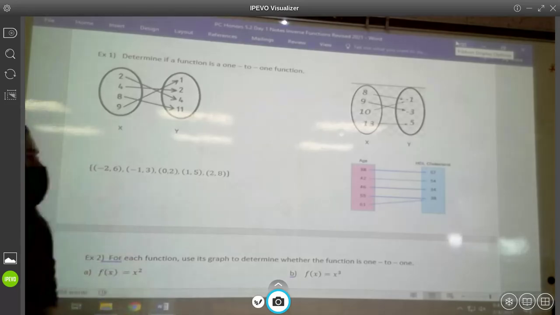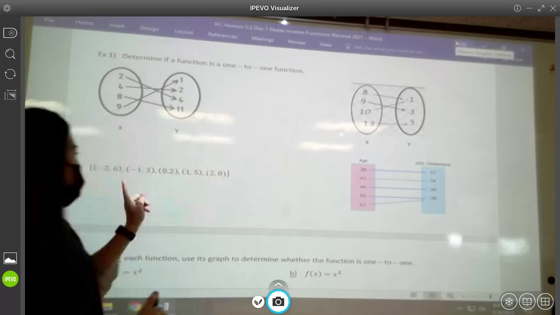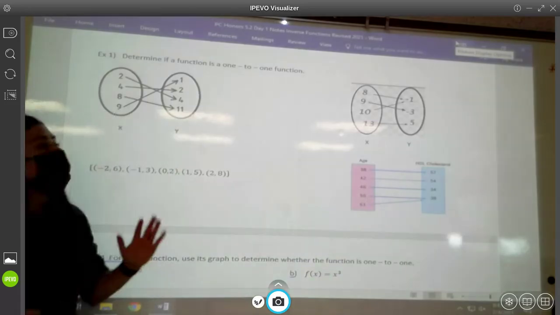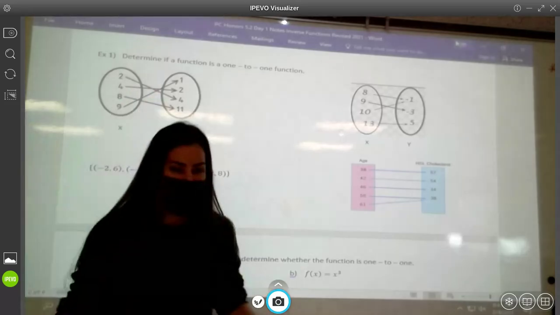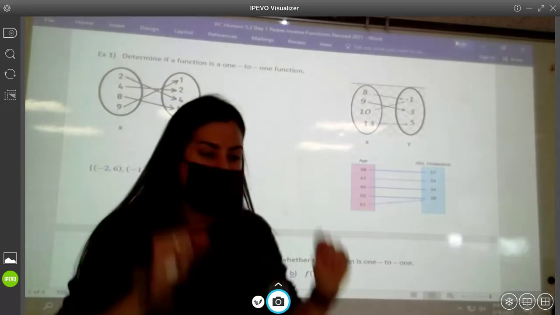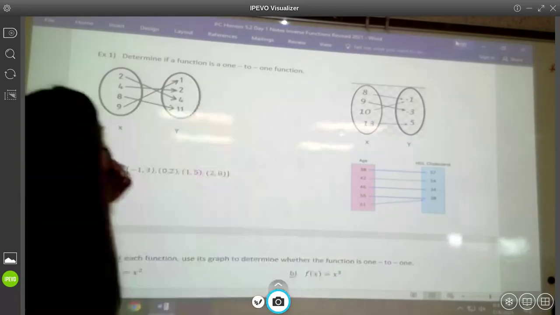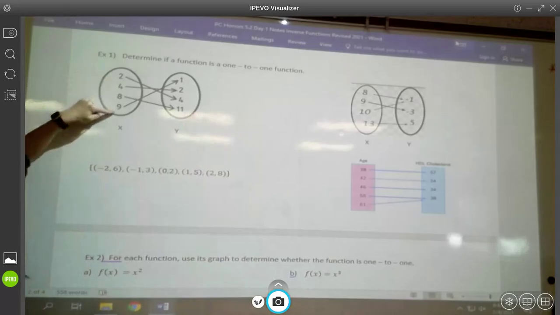All right, so guys, what I did is I gave you four functions: two mapping diagrams, a list of ordered pairs, and a mapping diagram again. I want you guys to determine who's a one-to-one function and who's not a one-to-one function. Remember, if you are a one-to-one function, your x values don't repeat and your y's don't repeat. So look here. Here's a function, right? We have each x only being used one time.